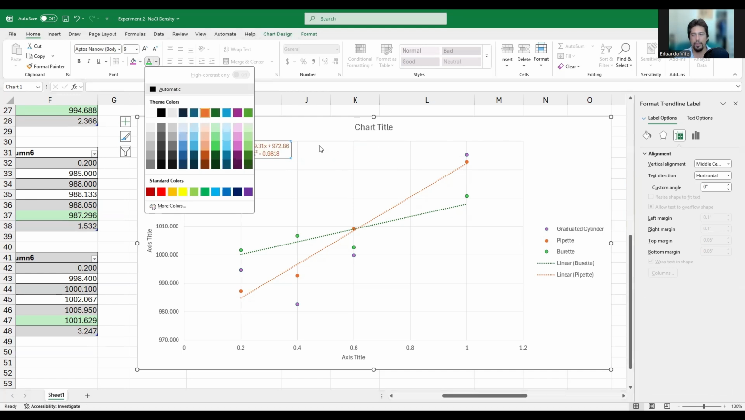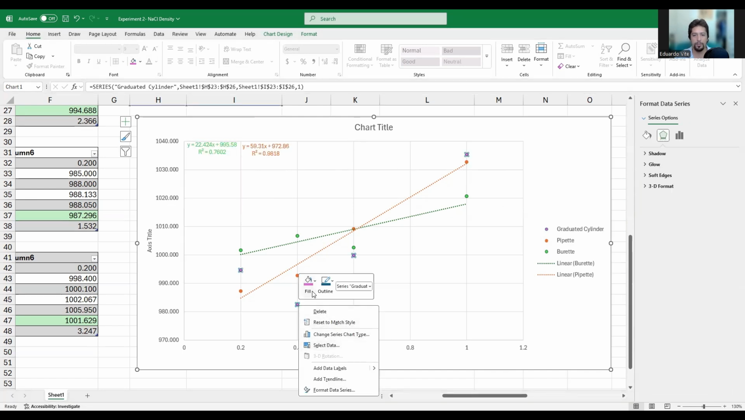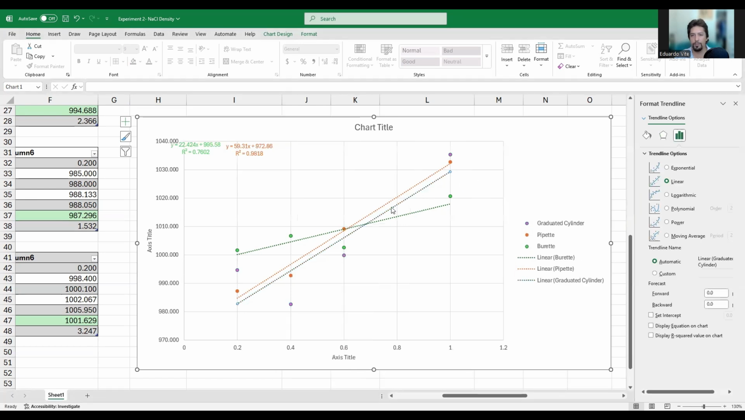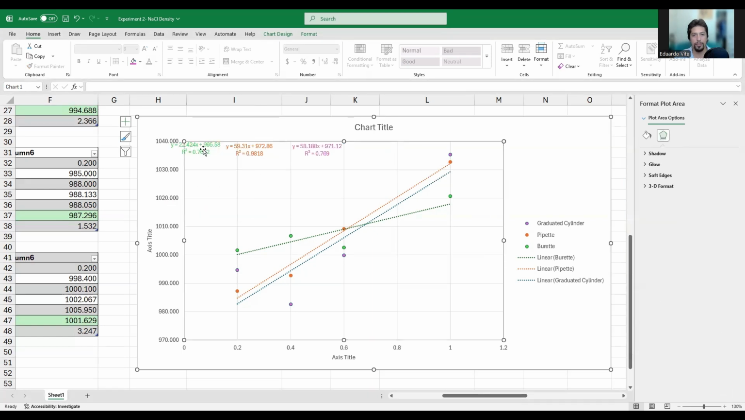There you go. And finally, we're going to do the same thing for the purple one, which corresponds to the graduated cylinder. So add trend line. There's my trend line right there. Everything should be a linear trend line, okay? Make sure everything is linear. All right. So here we go again. Display equation on chart, and there it is. And so since this one is purple, I'm going to go ahead and make it a very bright purple. So there you go. Now I have my equations, my R squared values for each of these.